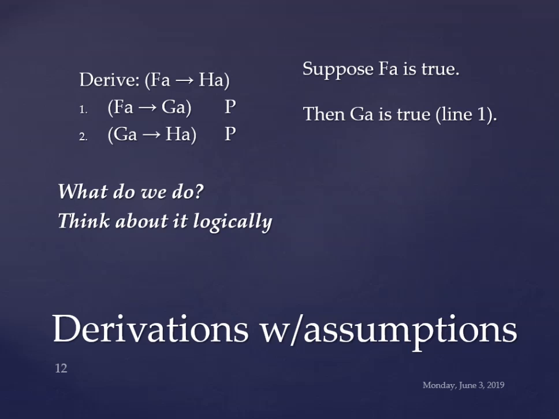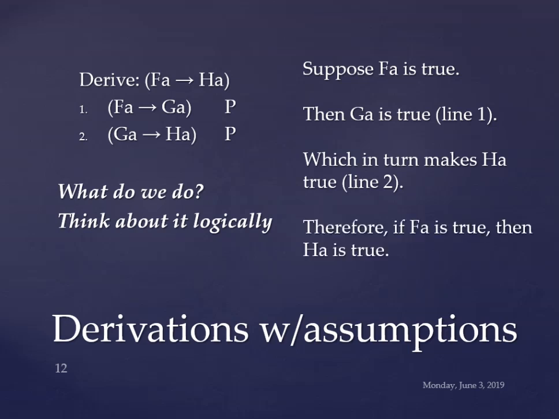Now, when we get GA, we can get HA, right? That makes HA true, because now we have GA, and GA leads to HA, so HA is going to be true. So here's the big idea, and if you're not following me, this is what I want you to pay attention to. We can conclude that if FA is true, then HA is true.